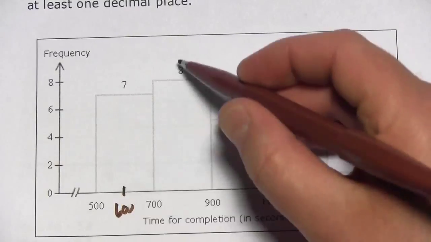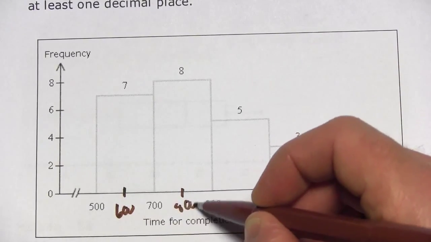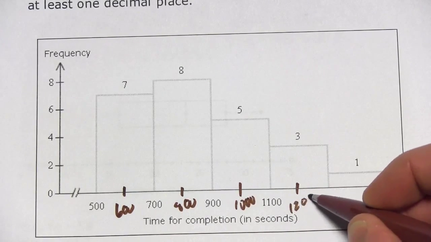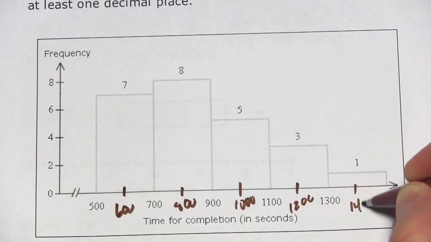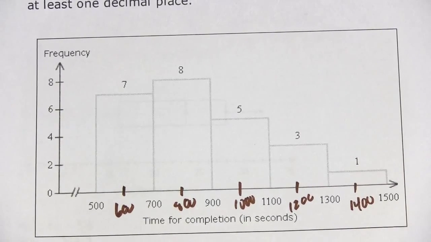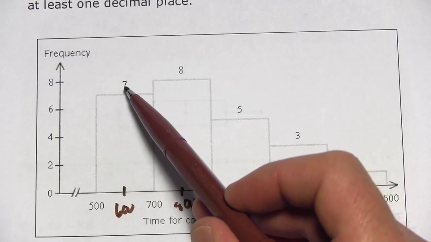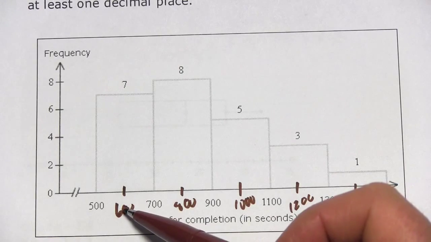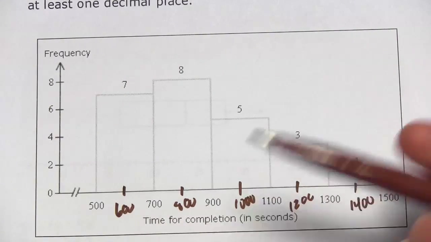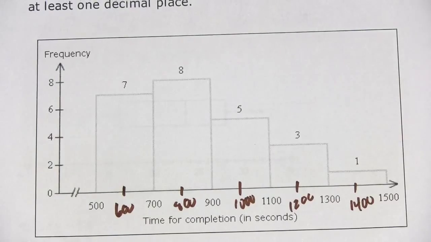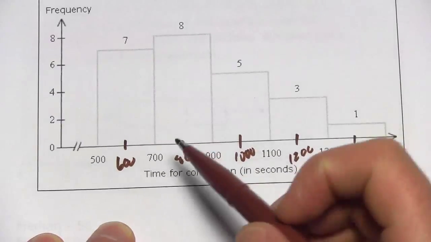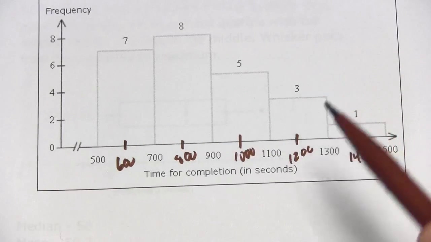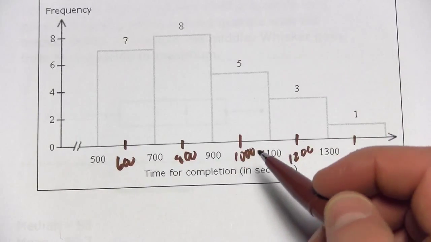So the midpoint is 600. Here the midpoint is 800, here the midpoint is 1,000, and here the midpoint is 1,200, and here the midpoint is 1,400. And we're going to take the number of people here and multiply it by the midpoint and then divide all of that by the total sample size, 24. Or another way to think about this is just to take the relative frequency of each of these chunks, each of these classes, and multiply it by the midpoint. So that's how I'm going to write it out here.